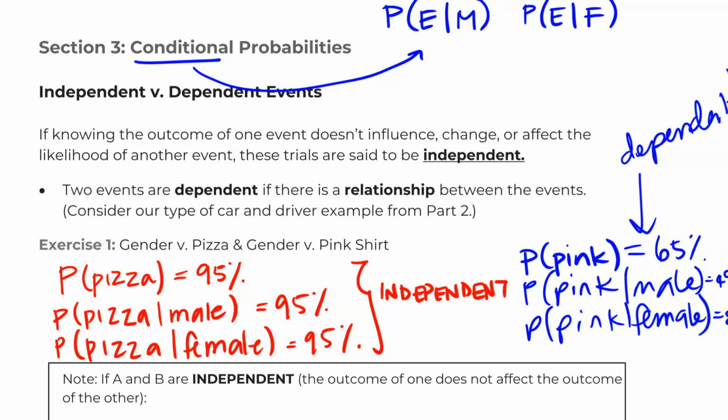Again, you have this rule here at the bottom. You might want to put it on your note card. It's the same idea we had with pizza. That's just one way to think about our independent events.